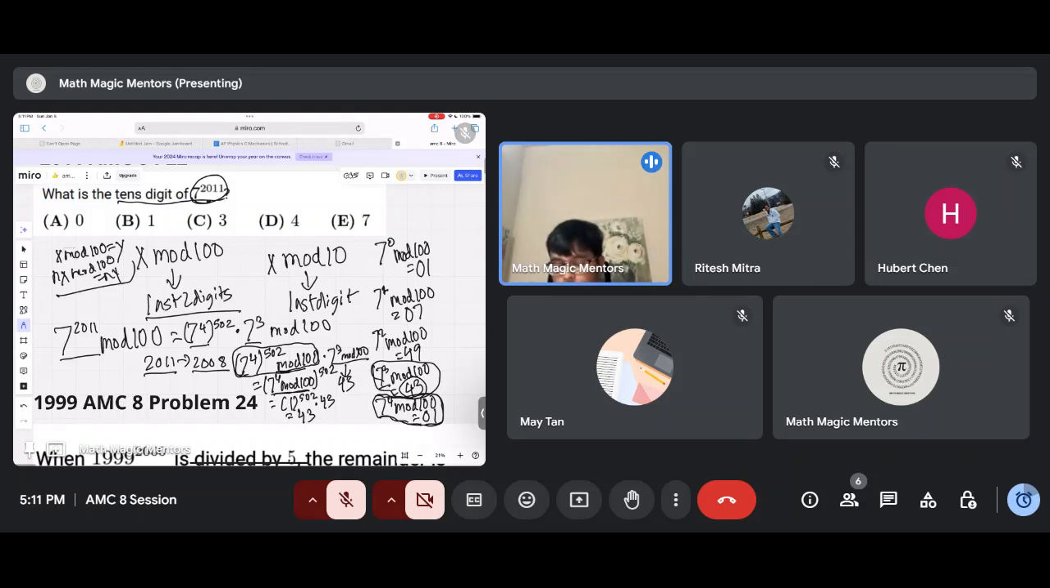Now you see the AMC has been very tricky with its answer choices, because it's also put 3 here. But remember, the tens digit is always the first number out of the last two digits. This is the ones place. So the answer we want is D, 4. Does that make sense? Feel free to ask any questions in the chat.